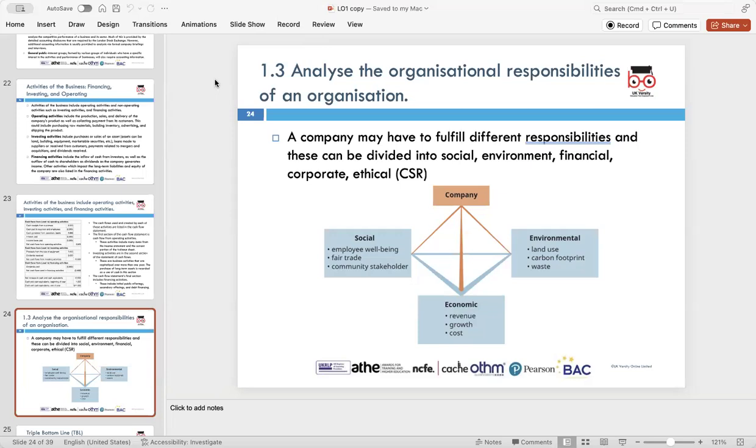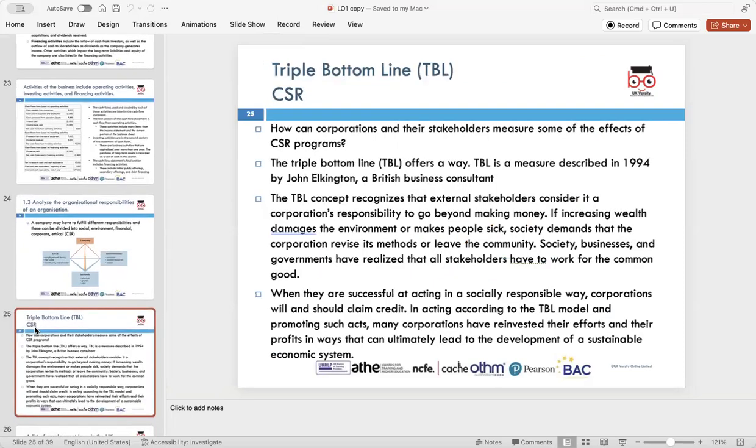Okay, so a firm or company may be required to meet many duties which can be classified into social, environmental, financial, corporate, and ethical categories. Triple bottom line, TBL. The triple bottom line provides a means of approach. The triple bottom line is a measurement that was first described by John Elkington, a British business consultant, in the year 1994.